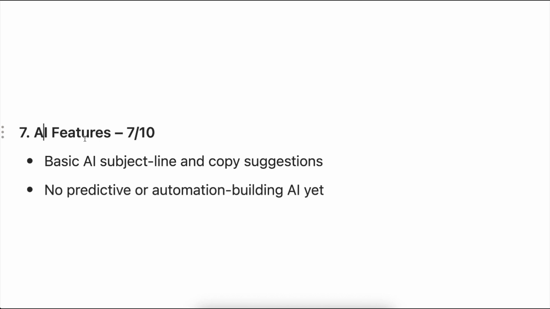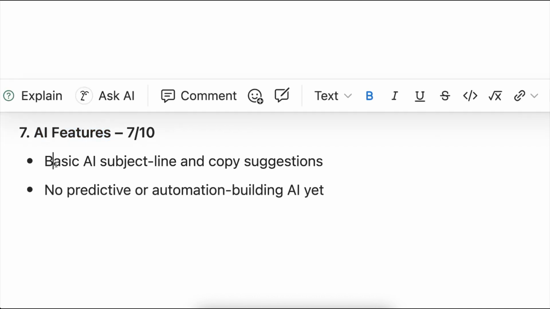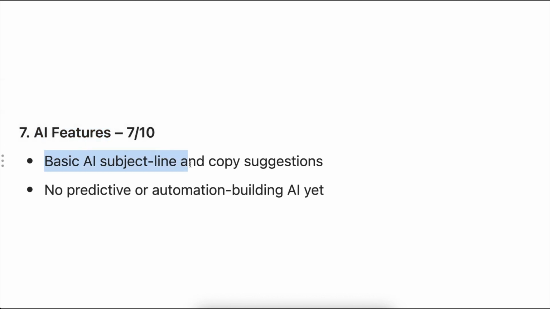When it comes to AI features, for now it just has a basic AI subject line generator and copy suggestions when you write emails. It does not yet have any predictive or automation-building AI capabilities. However, most likely it's going to be developed in the future. So for now, I'll give it a 7 out of 10.